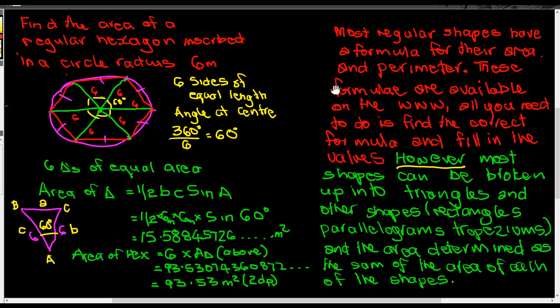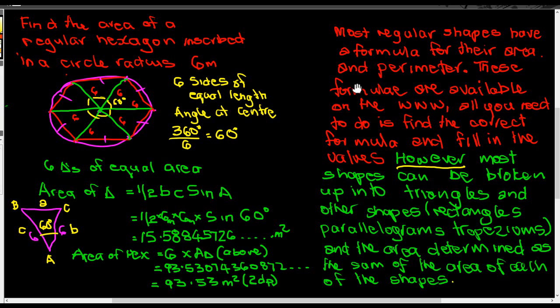So there we are, finding the area of a regular hexagon, and this would work for any regular shape or polygon, whether it's 5 sides, 6 sides, 7 or 8 sides. Obviously, there'd be different numbers of triangles. So what we can see from all of this is that most regular shapes have a formula for the area and perimeter. So if you're continually finding the area of a different sort of regular shape quite often, then it would probably be worth your while to seek out what the formula is.